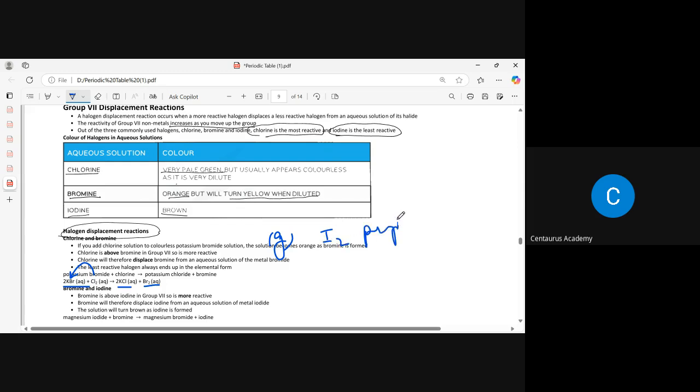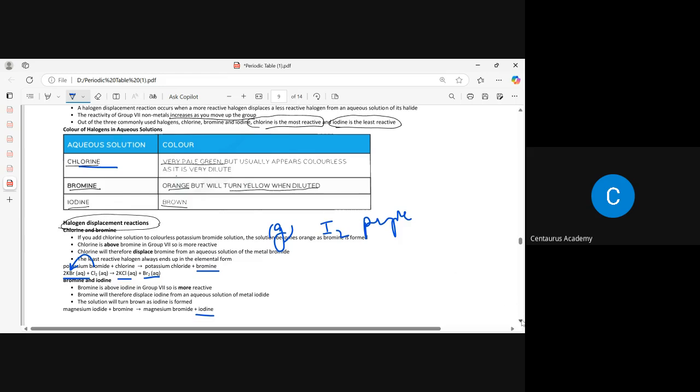Either remember these, or if you can jot them down somewhere, you can do that as well. You must know all of these colors that I'm talking about. Chlorine is very pale green, or you can say pale yellowish green, but when it is diluted, it appears to be colorless. So some agents are added to these solutions to get to know the actual color of these displaced elemental forms of the halogens, such as bromine, iodine, or chlorine.